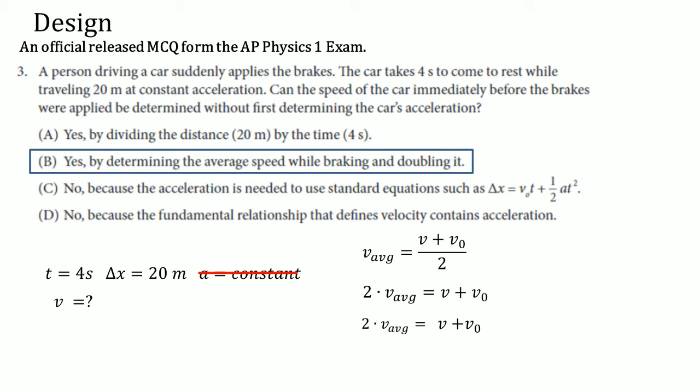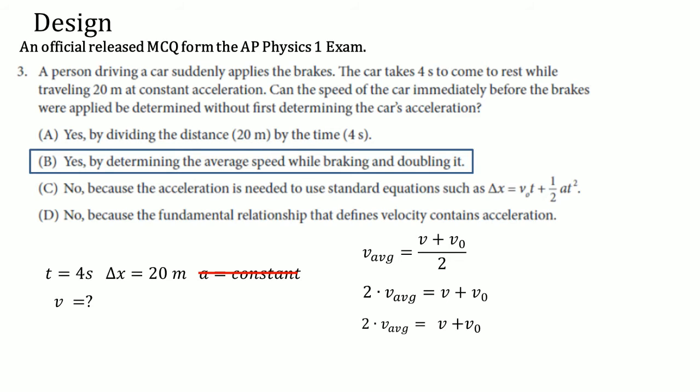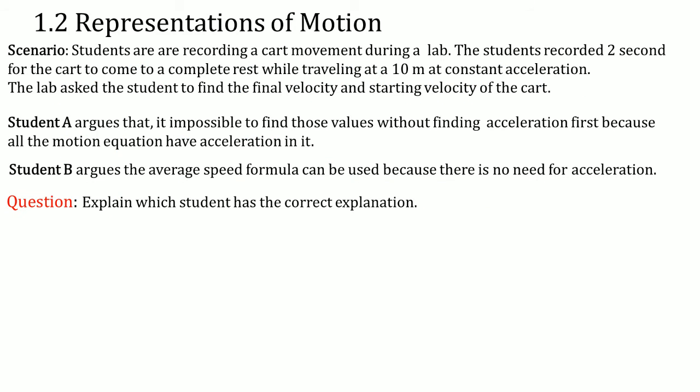So I looked at it and I saw what purpose this question was trying to ask, and I designed a question like it. Okay, this is a good reflection of the prior question. It always starts with a scenario, and you should look at the question asked. Explain which student has the correct explanation, right? Student A's explanation reflects the answer choices A, C, and D. The correct answer was represented by student B, okay?